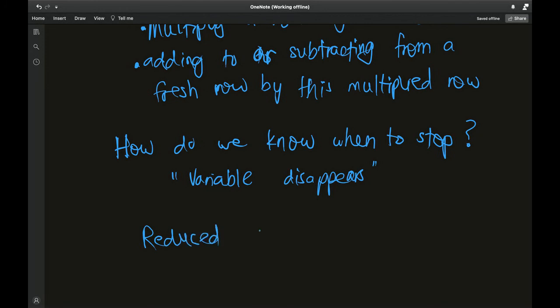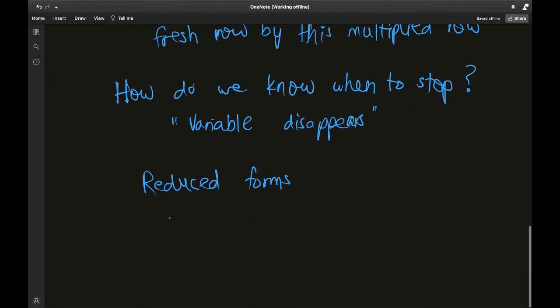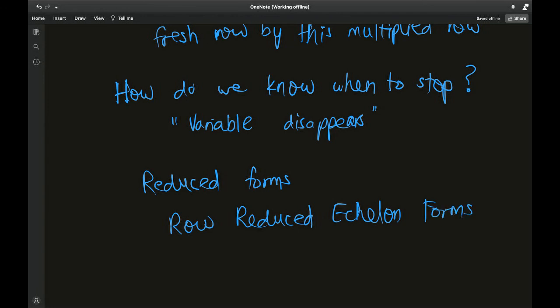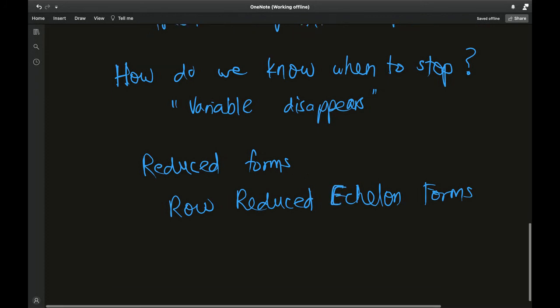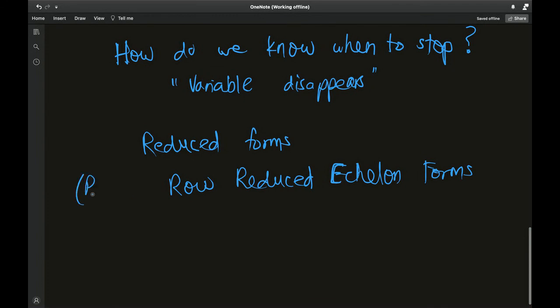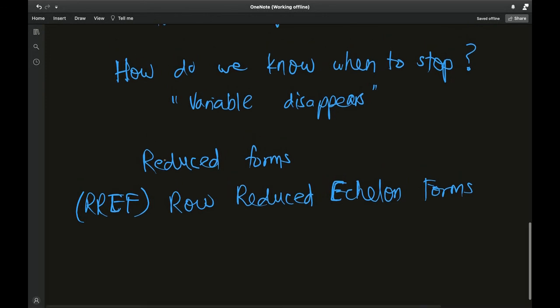reduced forms, or if you want to be more old school with it, you can call it row reduced echelon forms. These are the most reduced forms, because for other normal reduced forms you just don't simplify it that much. So we're going to talk about this. We call them RREF. We're going to talk about them on a fresh page and how they are a nice way of letting us know when to stop the row reduction algorithm.